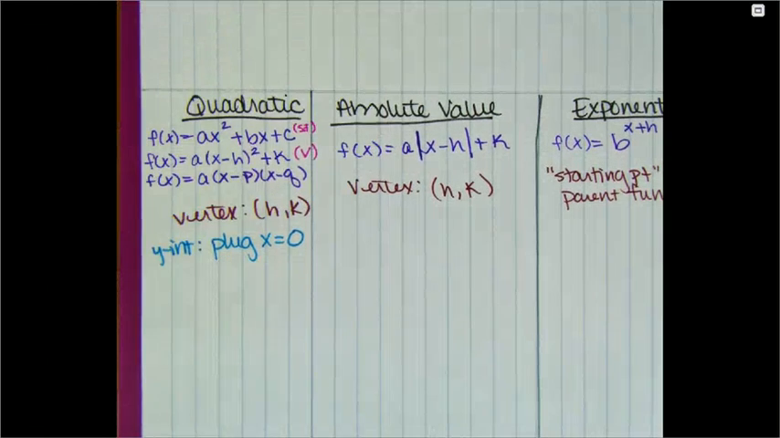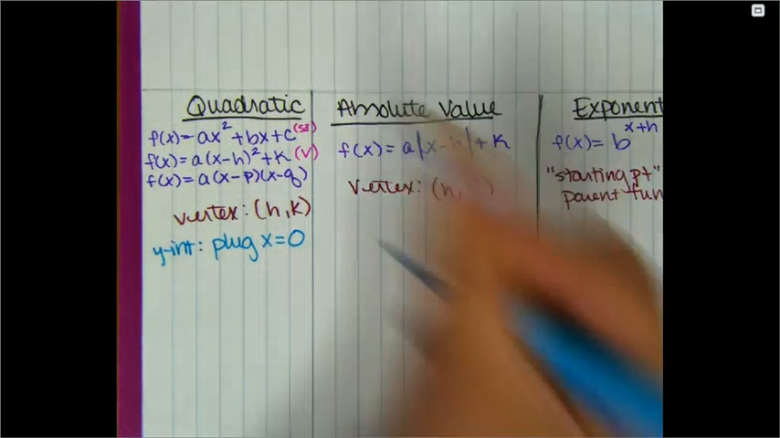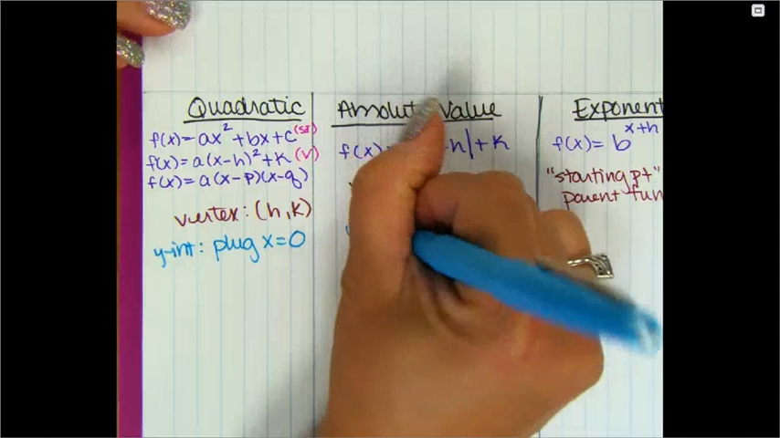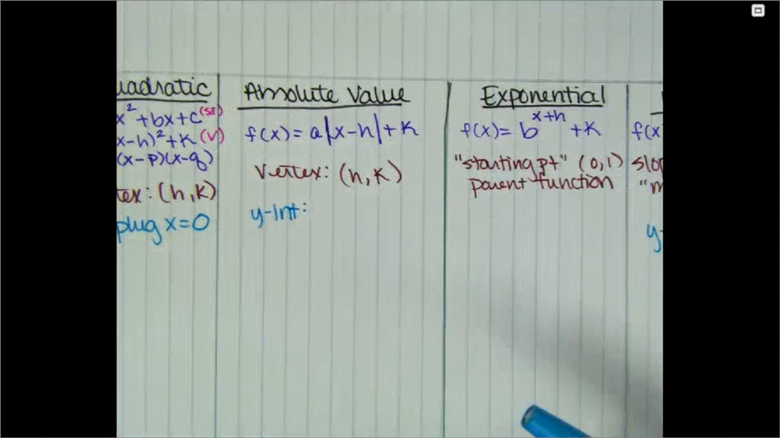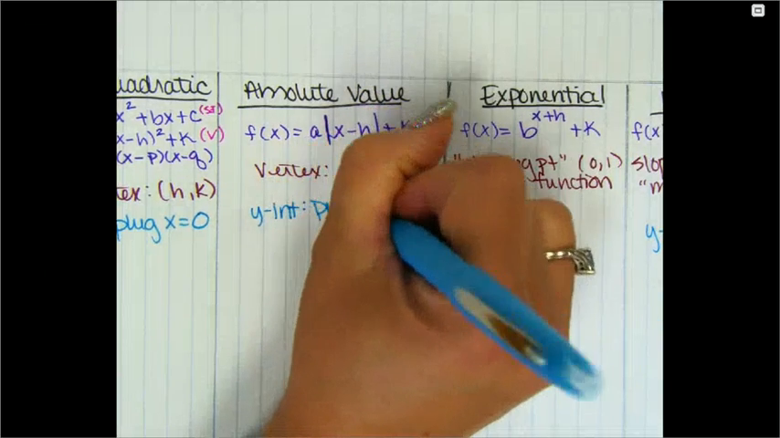Then we have absolute value. Absolute value, how do you find that? Could we find it? Yeah. Did I make you? No, it was nice. But if I needed you to, how would you do it? You still plug in 0 for x. Good.